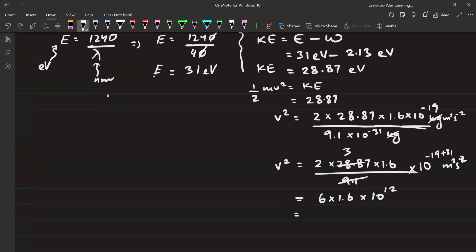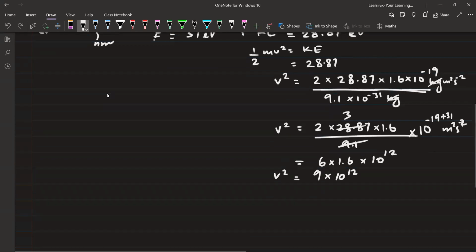6 into 1.6, V square, I will write it as 9. Multiply करके देखिए, it is approximately 9 only. A bit less than 9, but still 9. No, it will be a bit more than 9. Multiplied by 10 to the power 12. I have taken 9 because I have V square here. I have to take some number which is a perfect square, so I can have some easy calculations and get an approximate answer. And V will be equal to 3 into 10 to the power 6 meter per second.